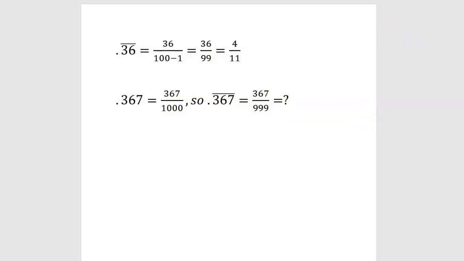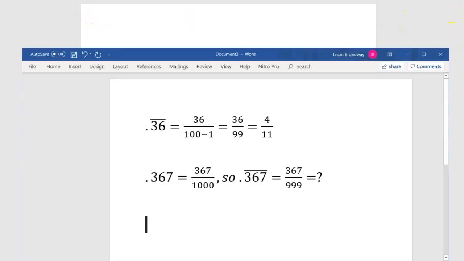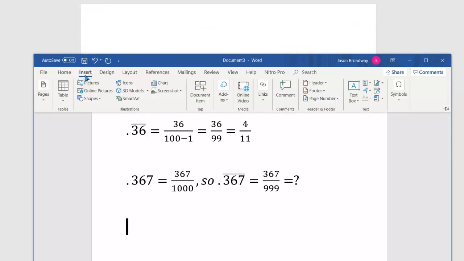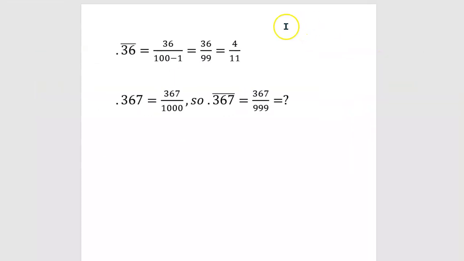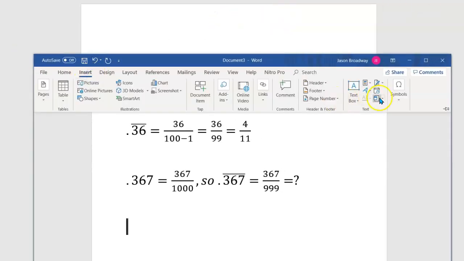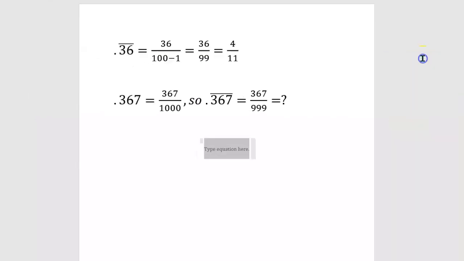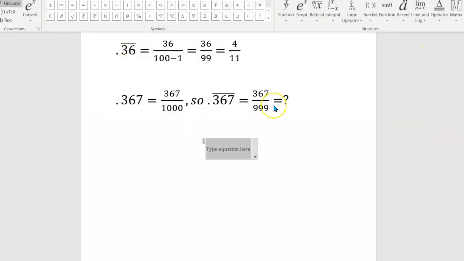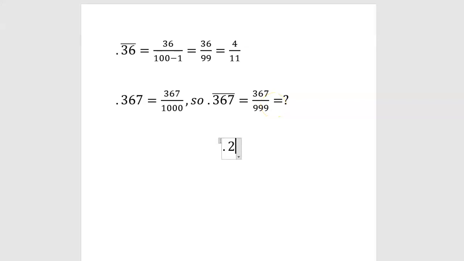If we want to do something more plain Jane and everyday, something a little more humble, I could go to insert equation. I forgot to hit equation. And equation tools. What about just something more everyday? 0.2. Well, that's 2/10 because we go to the tenths place. Notice with 367 we went to the tenths, hundredths, thousandths. We divided by 1,000. So with 0.2 we go to just the tenths place. So it's 2 over 10, which is 1/5.